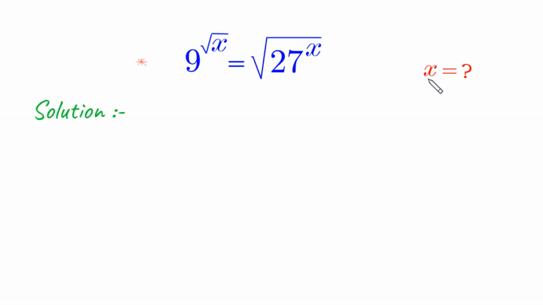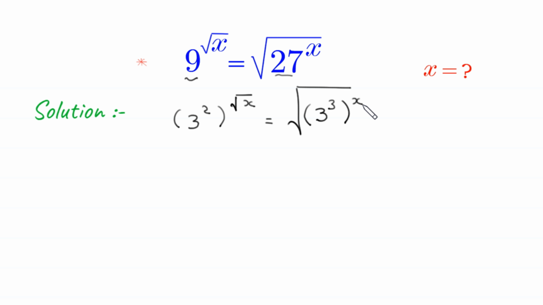So let's start. This 9 can be written as 3 squared, whole to the power square root of x, is equal to square root of this 27, which can be written as 3 to the power 3, whole to the power x.